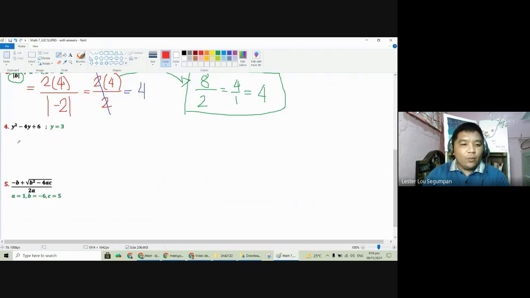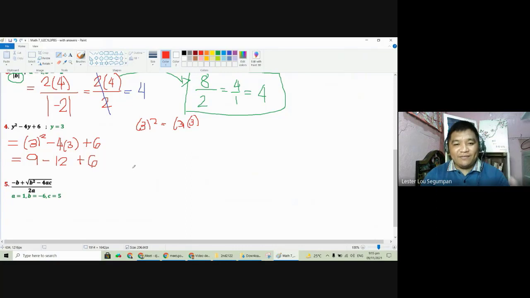In number 4, y is 3. So simply substitute. You have 3 squared minus 4 times 3, and you have your plus 6. This is your first step only, by substituting the value for the variable. And then proceed with the simplified result. When you say 3 squared, it's again 3 times 3, which is actually 9. Minus 4 times 3 is 12. And you have here plus 6.